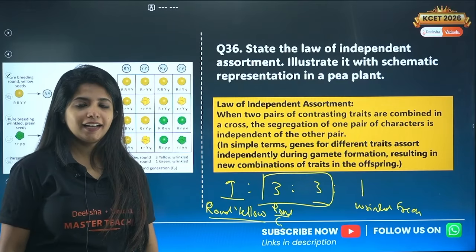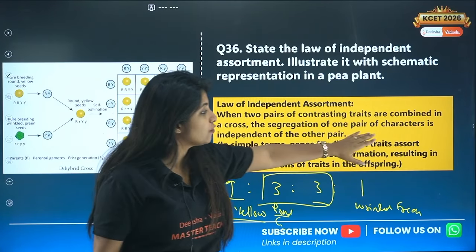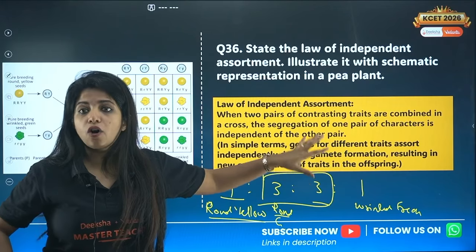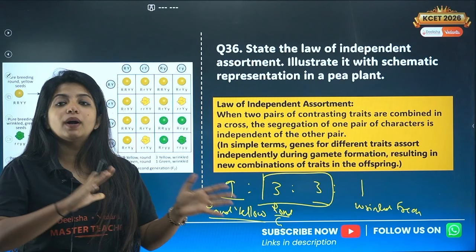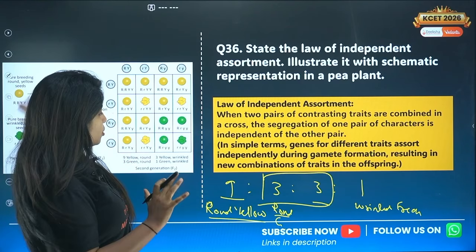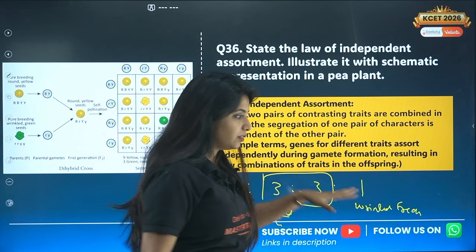Fine. So the law of independent assortment: when 2 pairs of contrasting traits are combined in a cross, the segregation of one pair of characters is independent of the other pair. In simple terms, genes for different traits assort what? Independently. As simple as that, and then you have to mention this and write all of it. This is the phenotypic ratio out there.